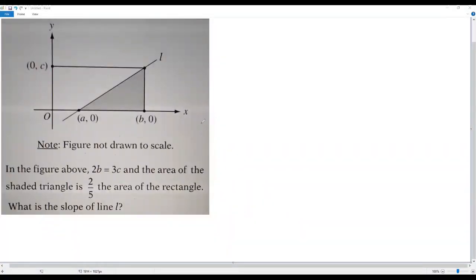Here we have a SAT math question. Okay, let's go to the information. There is a figure given over here. In the figure, 2b equals 3c, and the area of the shaded triangle is 2/5 the area of the rectangle. What is the slope of line L?